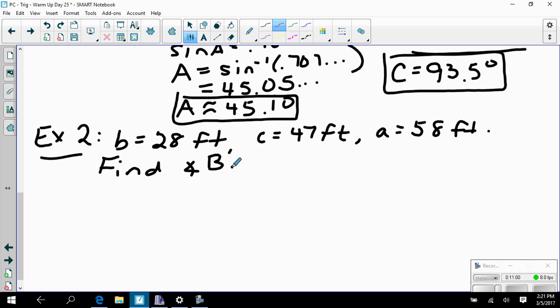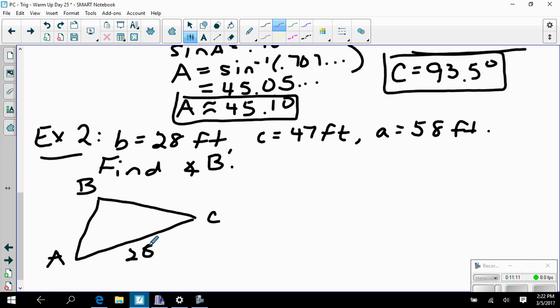Okay, well definitely first thing we want to do is draw out our triangles. So here's your triangle. Label it A, B, C. Across from B is 28. Across from C is 47. And across from A is 58. I'm looking to find angle B.